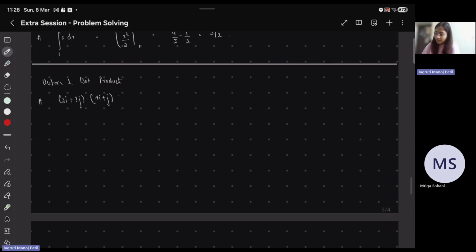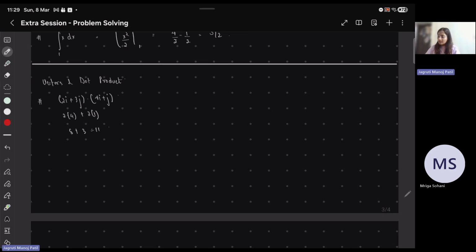Yes, so how do you solve this? We'll just multiply the corresponding components. In this case, we have 2 times 4, plus 3 times 1. So this is 8 plus 3, which is 11.